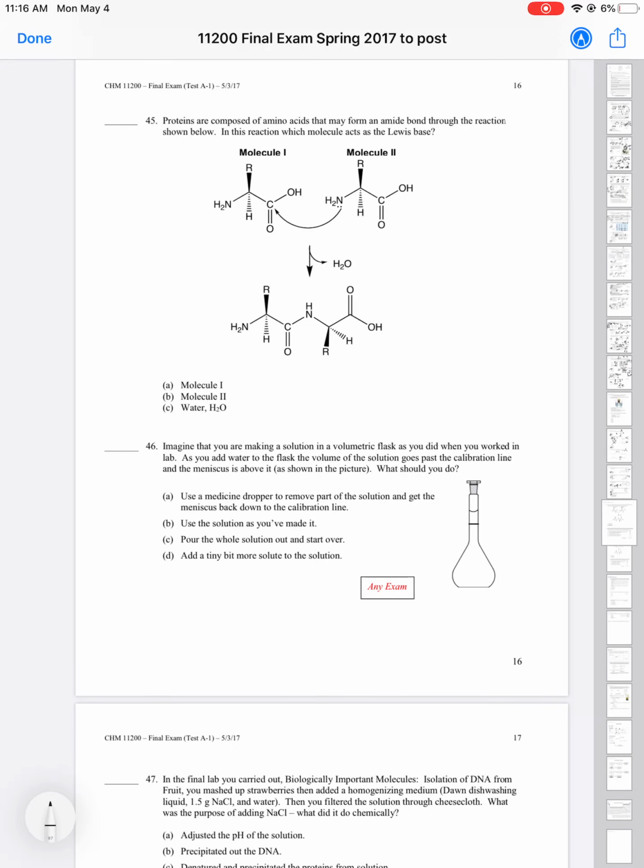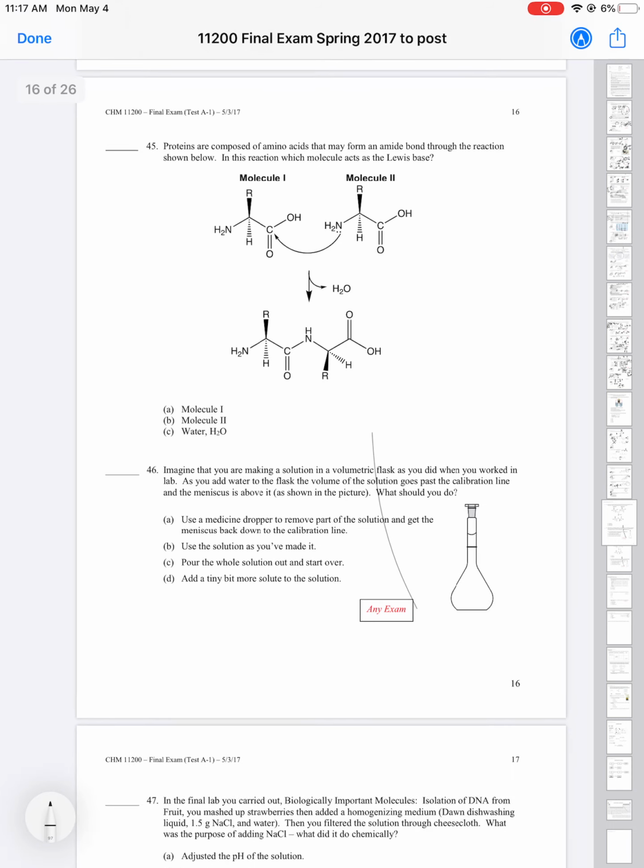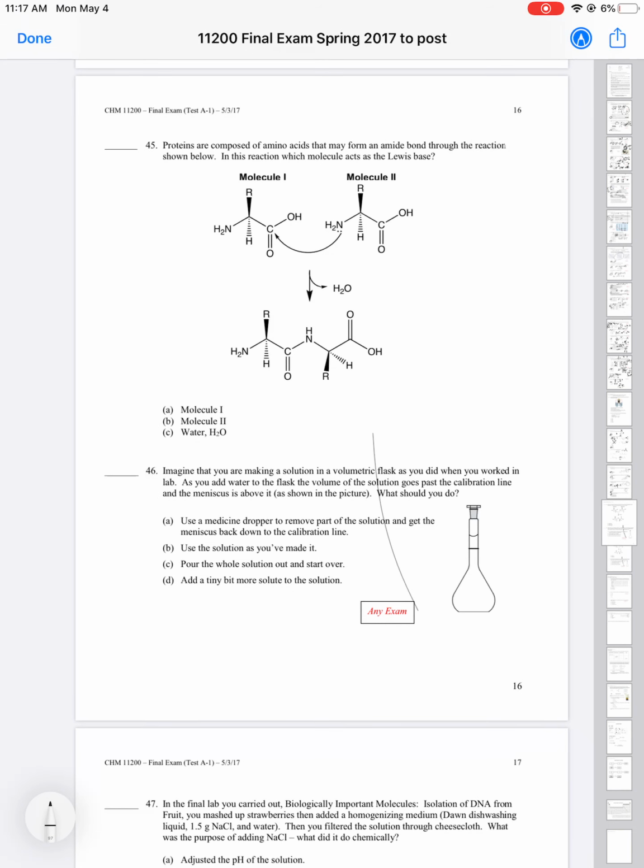They're easily breakable. Proteins are composed of amino acids that may form an amine bond through the reaction shown. In this reaction, what acts as the Lewis base? Okay, so a Lewis base, remember, is going to be our electrophile or our nucleophile. A Lewis base is our... I'm going to Google it because I can't quite remember.